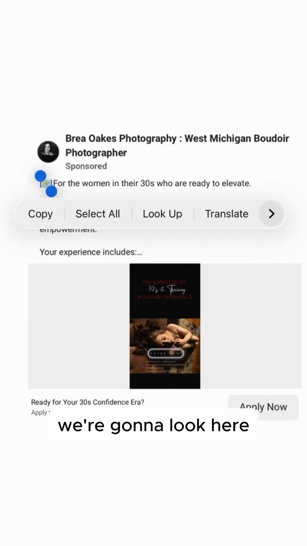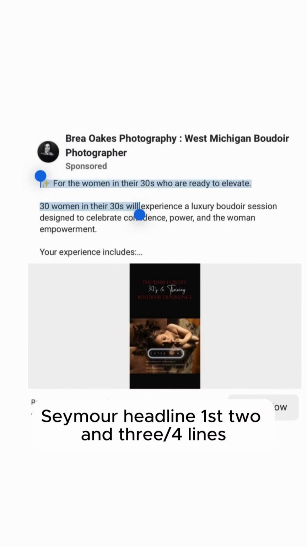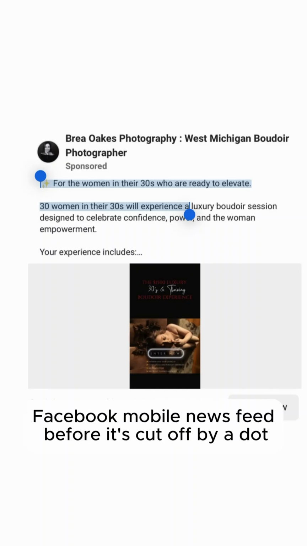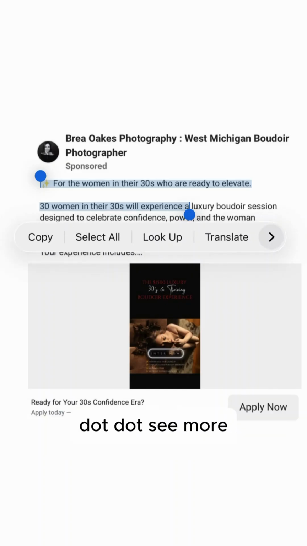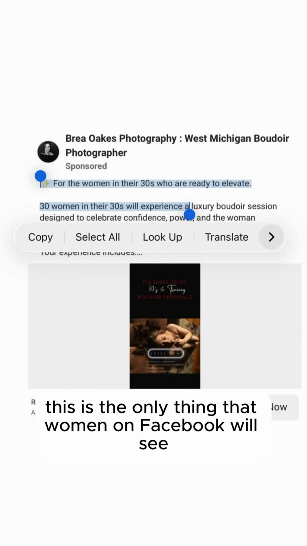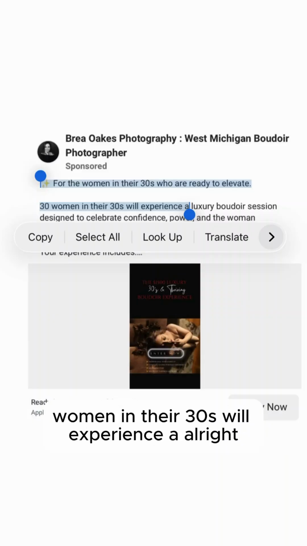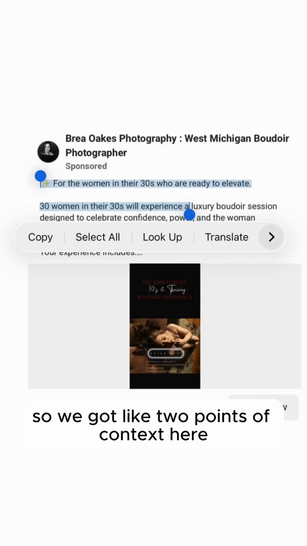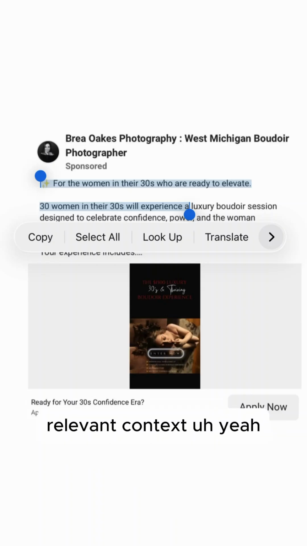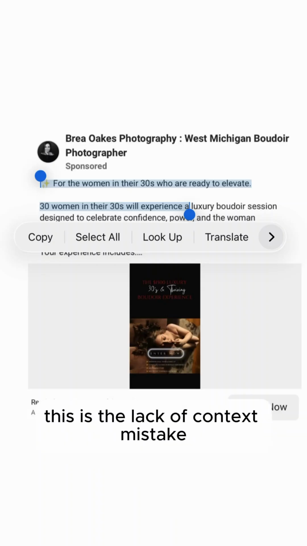Finally, we're going to look here. See more headline, first 2 3/4 lines, Facebook mobile news feed before it's cut off by a dot dot dot. See more. This is the only thing that women on Facebook will see, the only text. So, for the women in their 30s who are ready to elevate, 30 women in their 30s will experience A. All right, so we've got like 2 points of relevant context here. Yeah, this is the lack of context mistake.